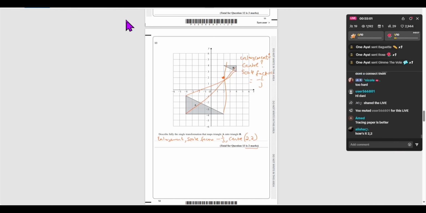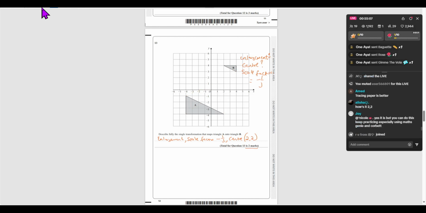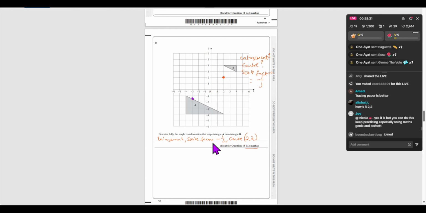Yes, that's why you need a tracing paper. You need straight lines and a tracing paper. Because I'm on a computer and I can't really draw straight lines. So if you drew a straight line, the lines will directly join here. They all intersect at this point, and you'll find out that this is the center of enlargement.